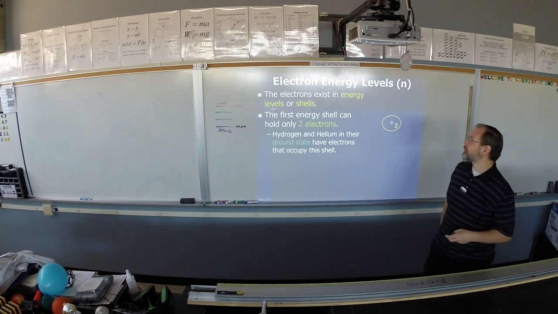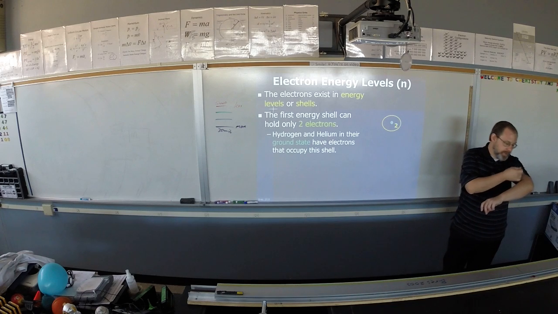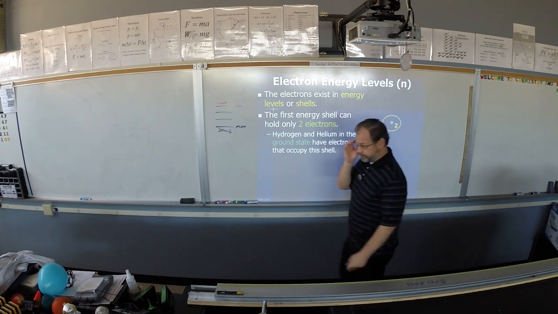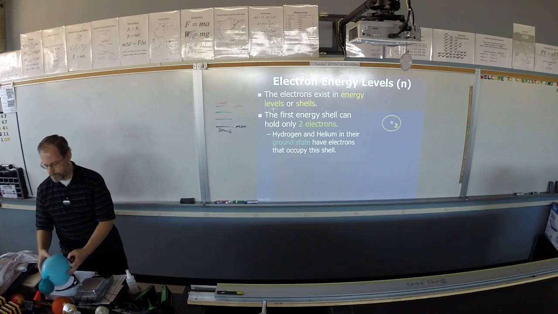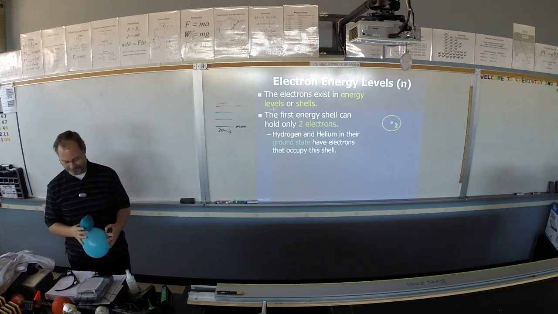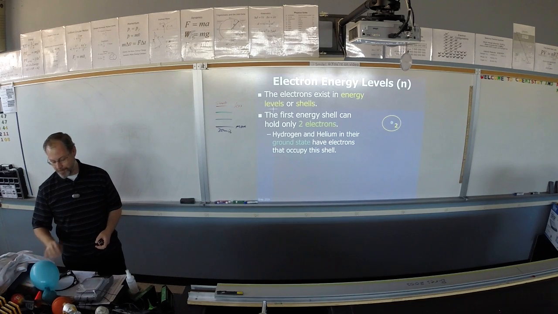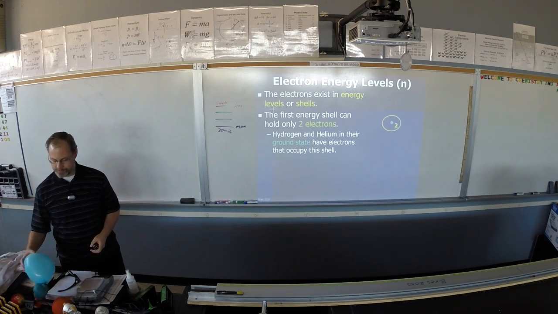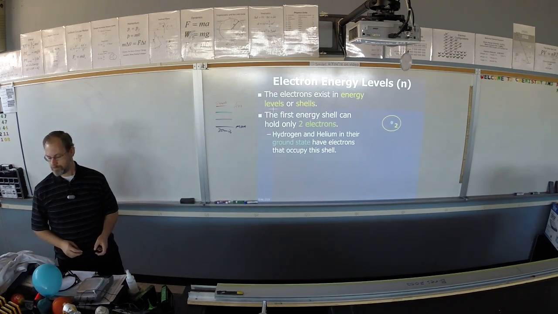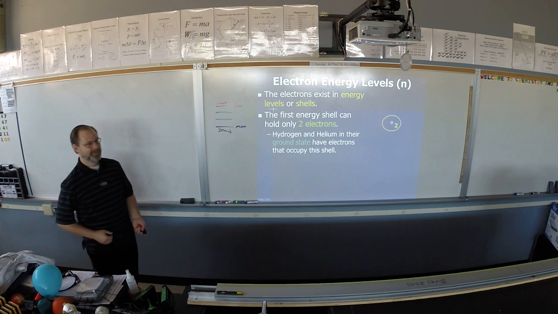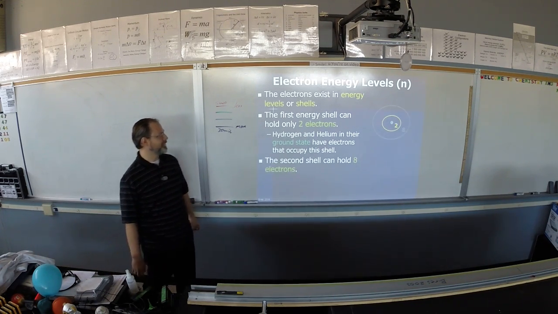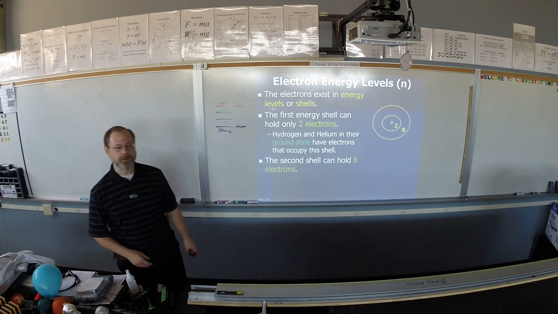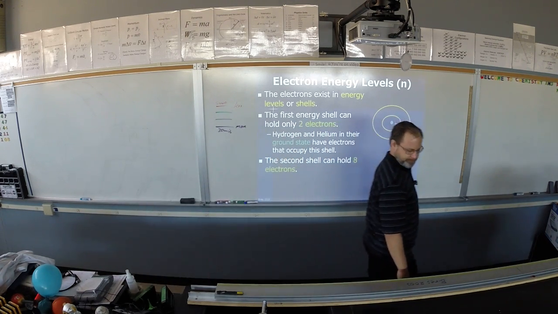All right, so the first level can only hold 2 electrons. This was a model. I'm going to make a new one because that's a pretty bad model. Okay. The second shell can hold 8 electrons.